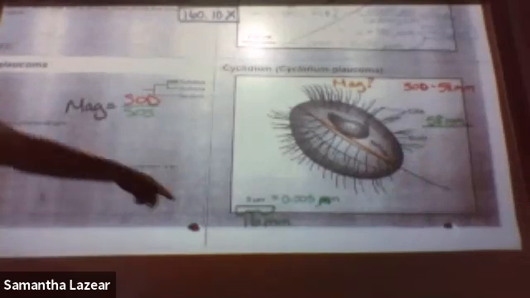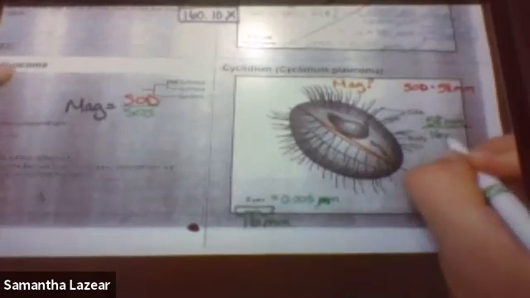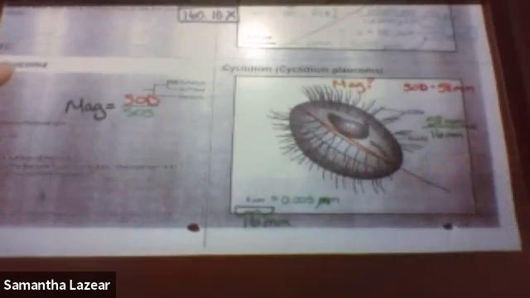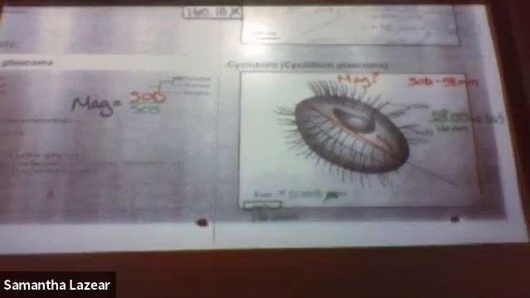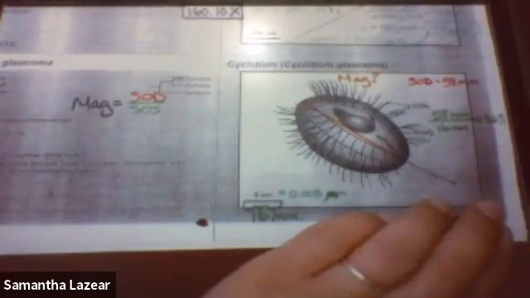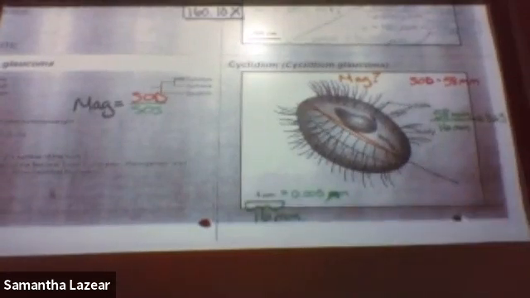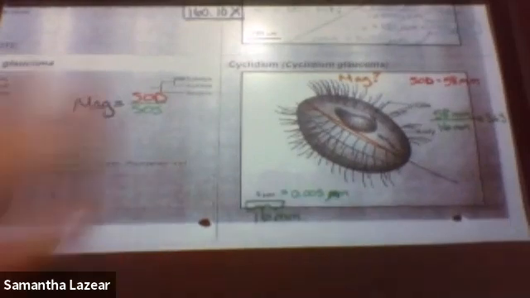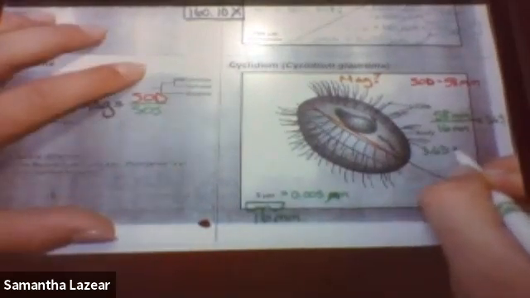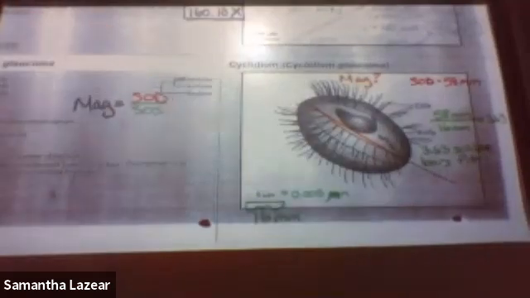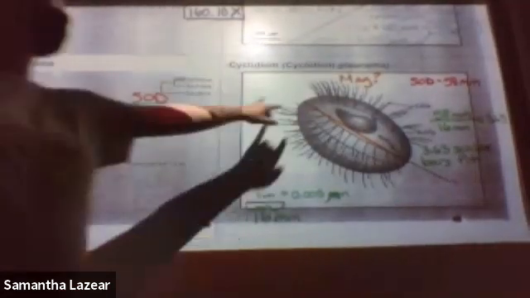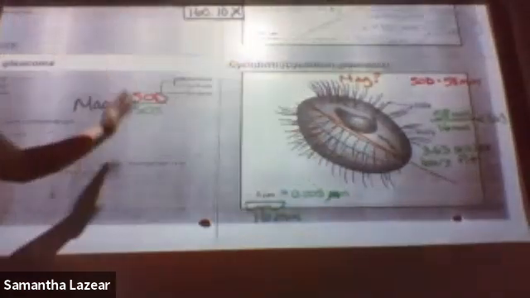No, 16. 58 divided by 16 is 3.63. Okay. So we know 3.63 scale bars fit. You don't have to write all of these words, but I just want to make sure it's clear to you guys. So now that we know we can fit 3.63 scale bars, how are we going to find out our size of specimen?